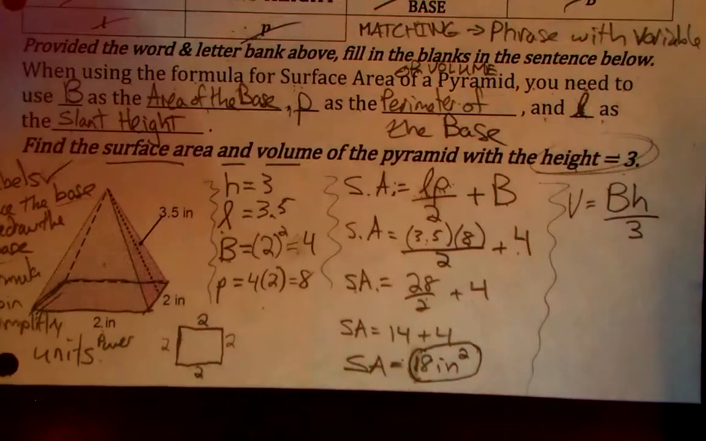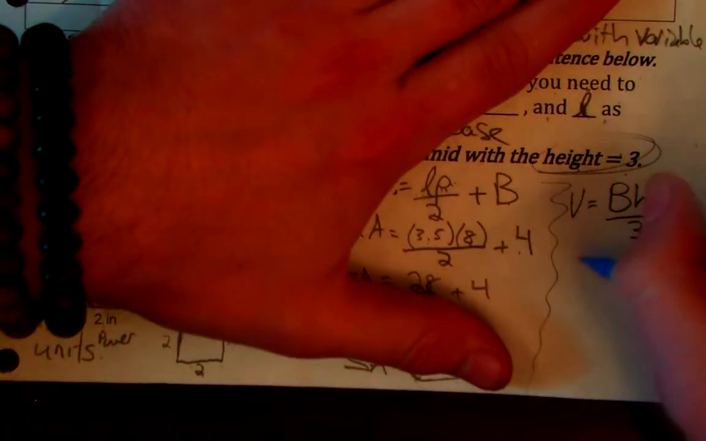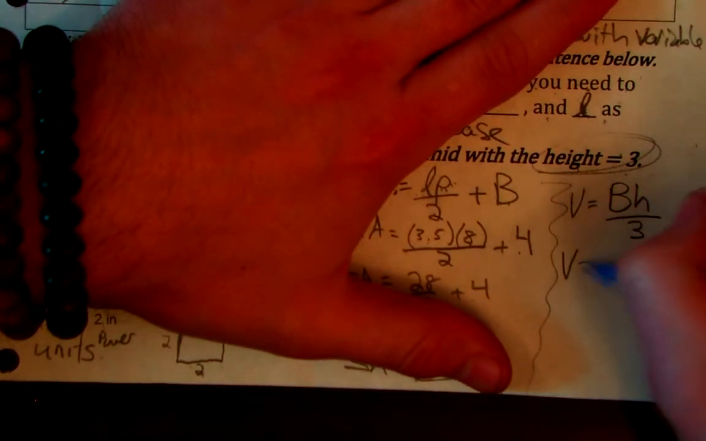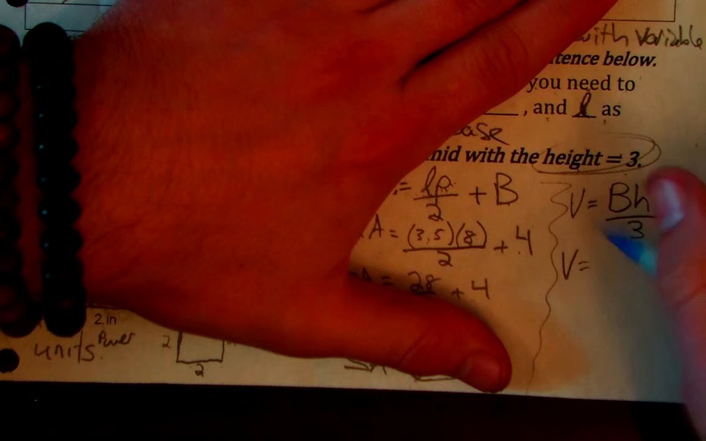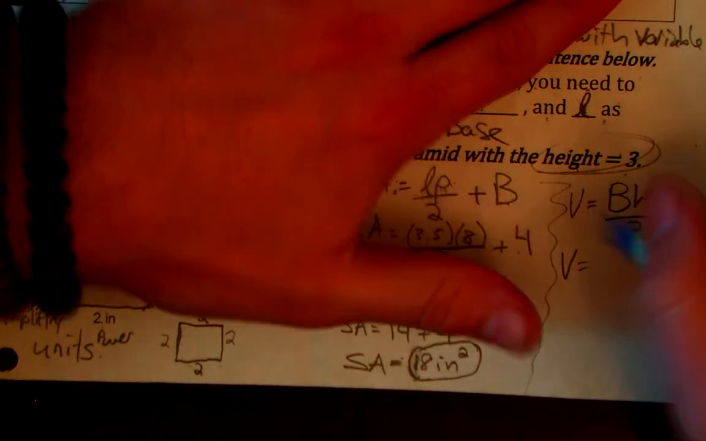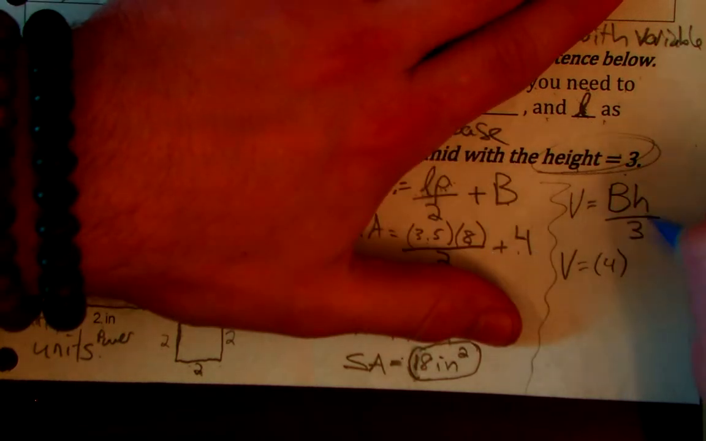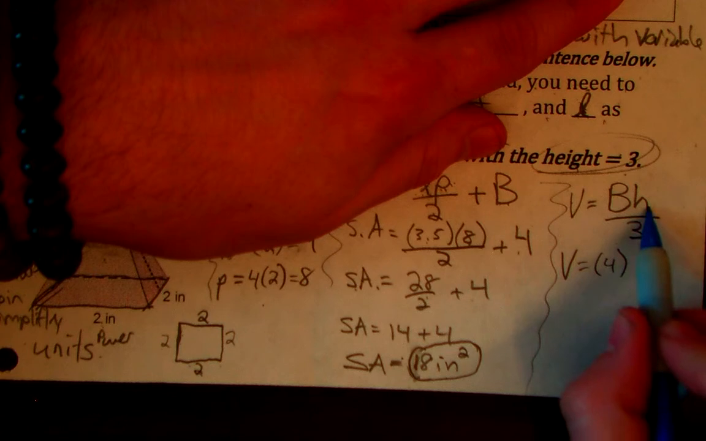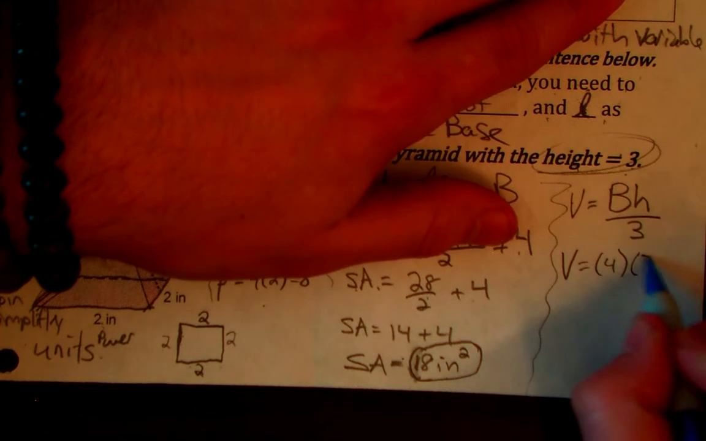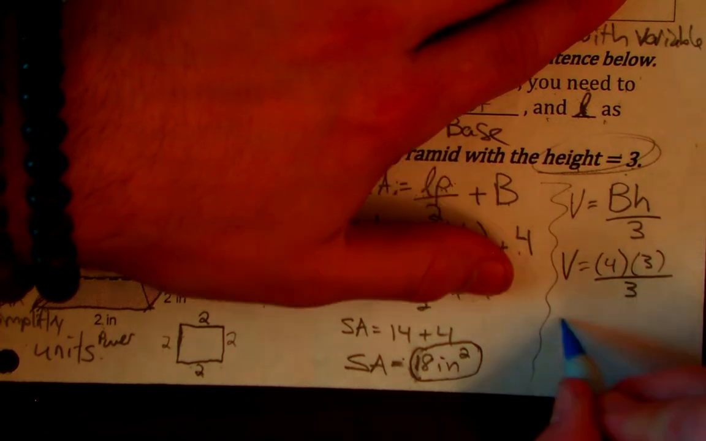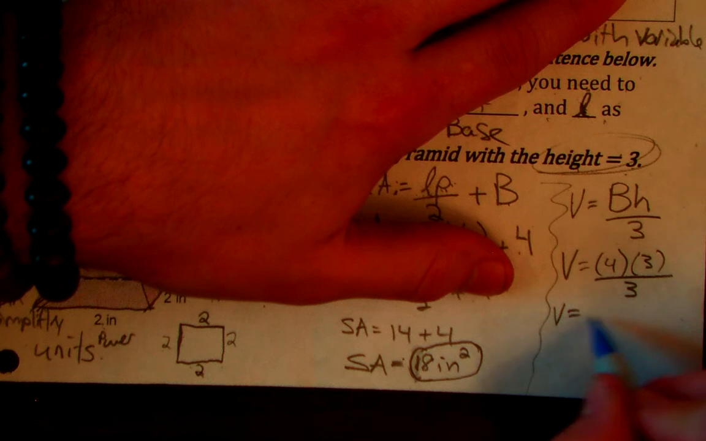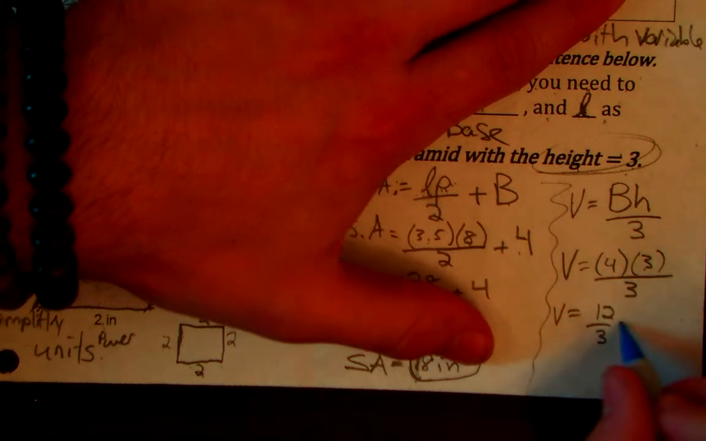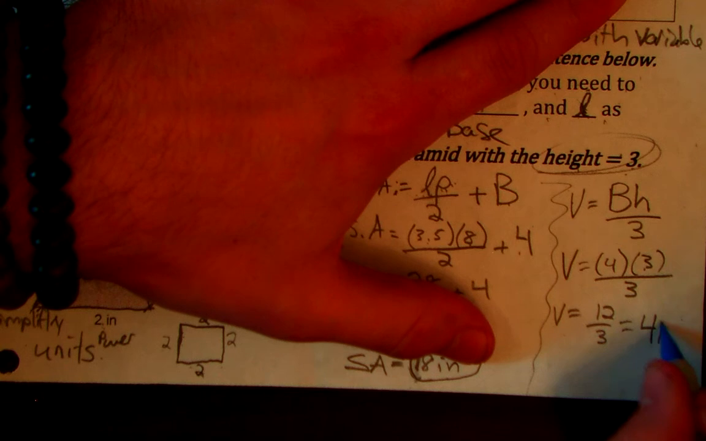So we're going to have, let's slide this over. We're going to have volume is equal to, Mr. Shank, move your hand. We have 4, which is the area of the base, times the height, which is 3. So 4 times 3 over 3. So we're going to have volume is equal to 4 times 3 is 12 divided by 3, which is 4, and then we have inches to the 3rd power.